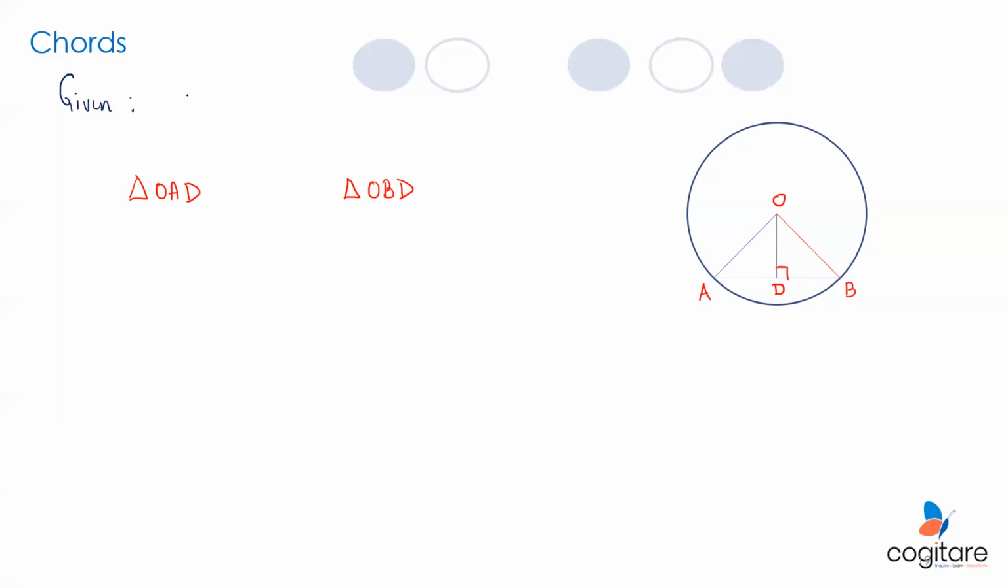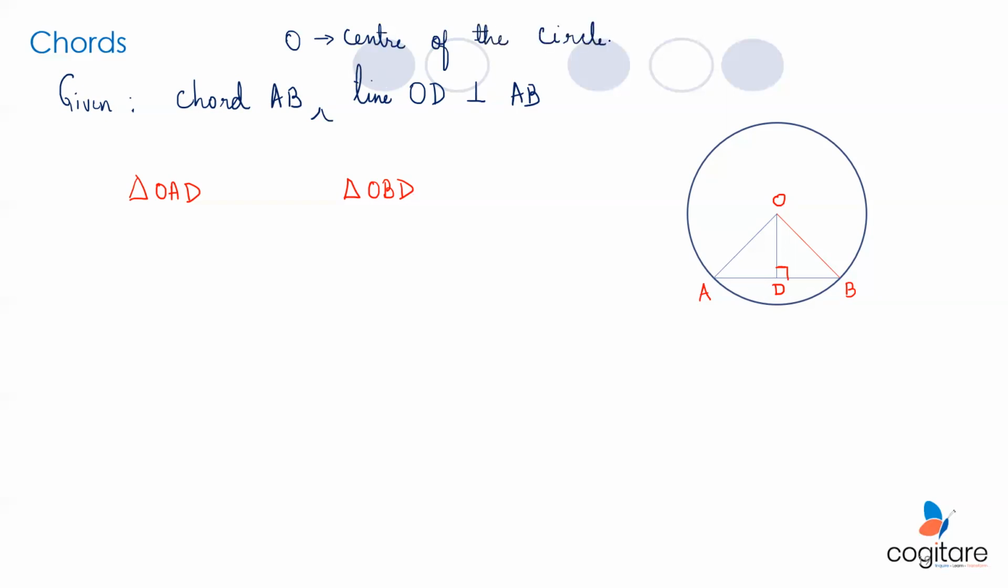Let me just clearly write down all that is given because that's important. You have a chord AB, and you also have a line OD that is perpendicular to the chord AB, right? And before even all of this, we have O as the center of the circle. O is the center of the circle. So when you draw such a line and then you connect the end points of the chord to the center, what happens to these two triangles?